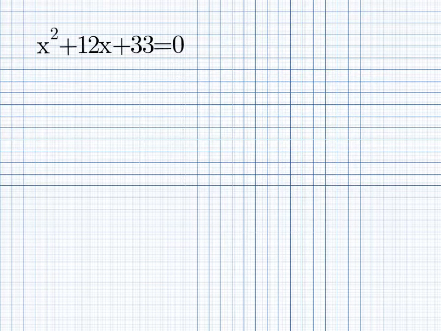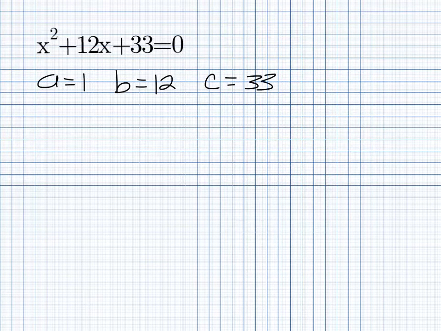In problem 6, we're given a second quadratic equation, but this time we're asked to solve the equation using the quadratic formula. So we need to make sure that our equation is in standard form, and indeed this time it is. So that tells us our value for a is equal to 1, our value for b is equal to 12, and our value for c is equal to 33. So now all we have to do is plug this into the quadratic formula and simplify.